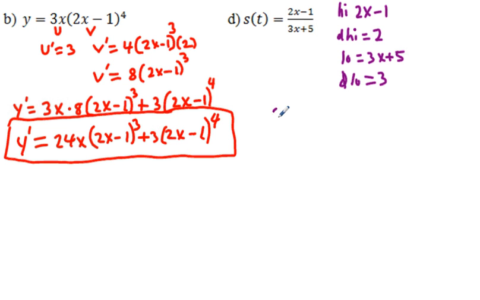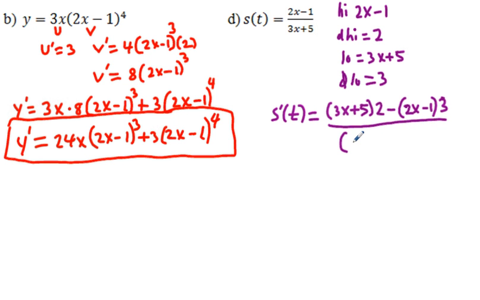So S prime of t is going to be the low function, and the low is 3x plus 5, times the derivative of the high, which is 2, minus the high function, which is 2x minus 1, times the derivative of the low, which is 3, all over low squared. And low, again, is 3x plus 5 squared.